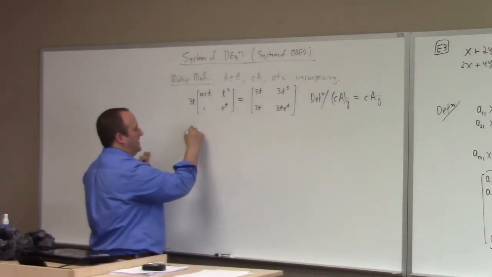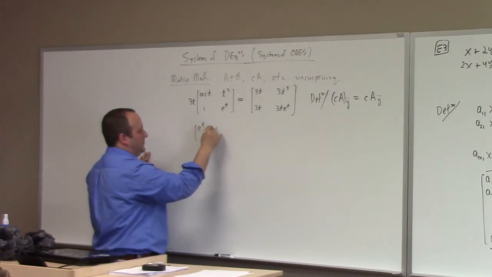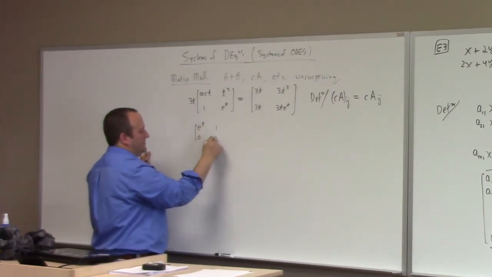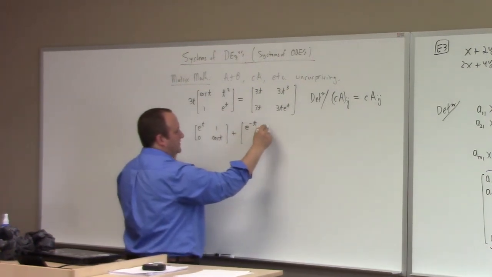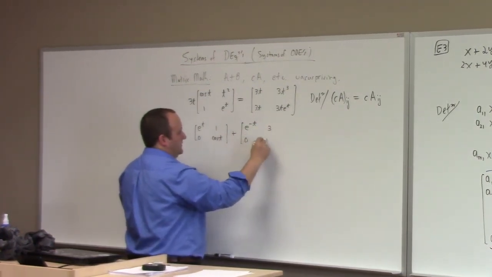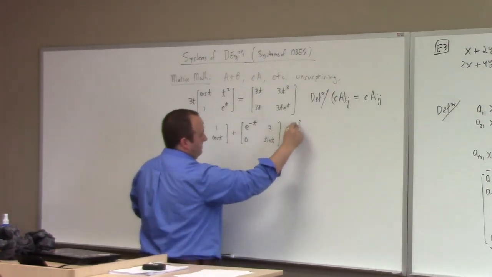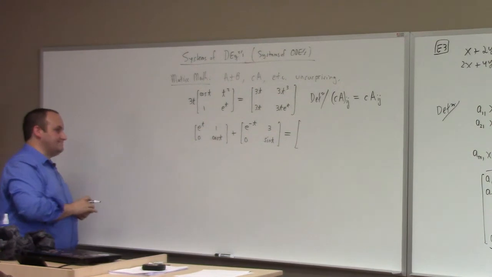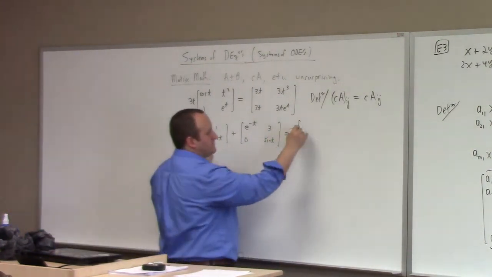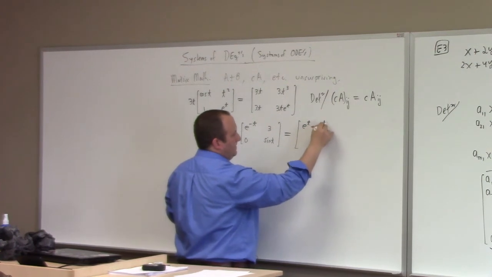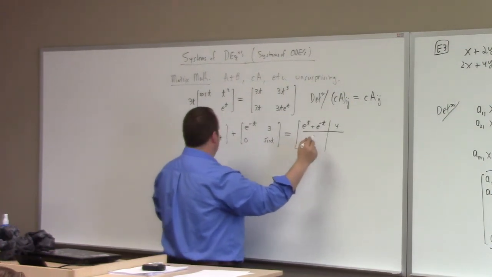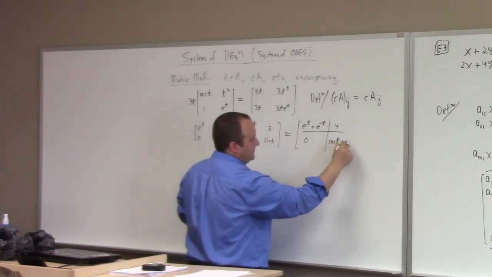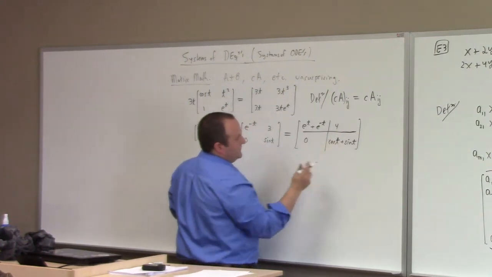Addition, much the same. If I have e to the t, 1, 0, cosine t, and I add it to e to the minus t, 3, 0, sine t, what do I get? I'll put some dividers in. 0 plus 0 is 0. Cosine t plus sine t. So there you go. You can add matrices of functions. You just add each matching component.